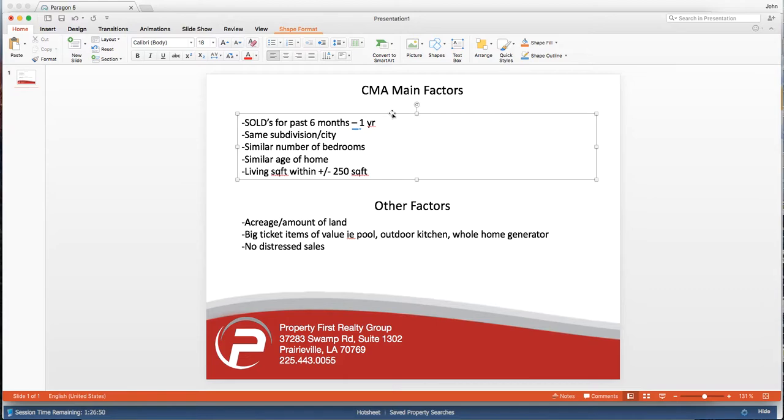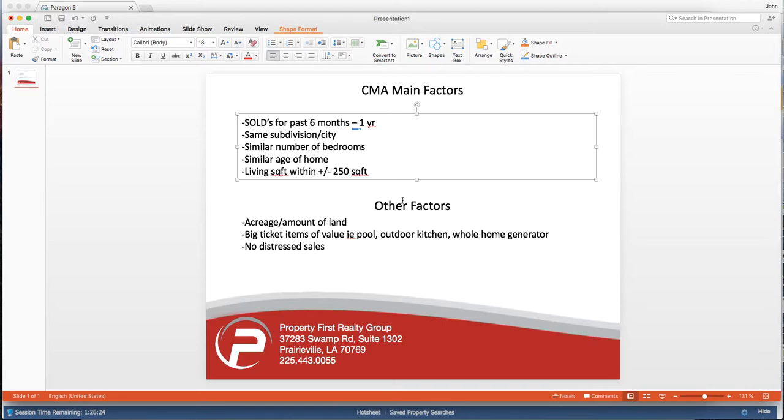Similar number of bedrooms. I usually try to stay within a bedroom or two. Well, actually, like 1 bedroom. If you've got 3, maybe you'll do 3 or 4 bedrooms. Age, that's also something that you can put in there. And don't worry, we're going to see what it looks like when you actually go to map something shortly. And then the living square foot. I don't know if this is a hard and fast rule or not, but I generally like to stay within plus or minus 250 square feet.